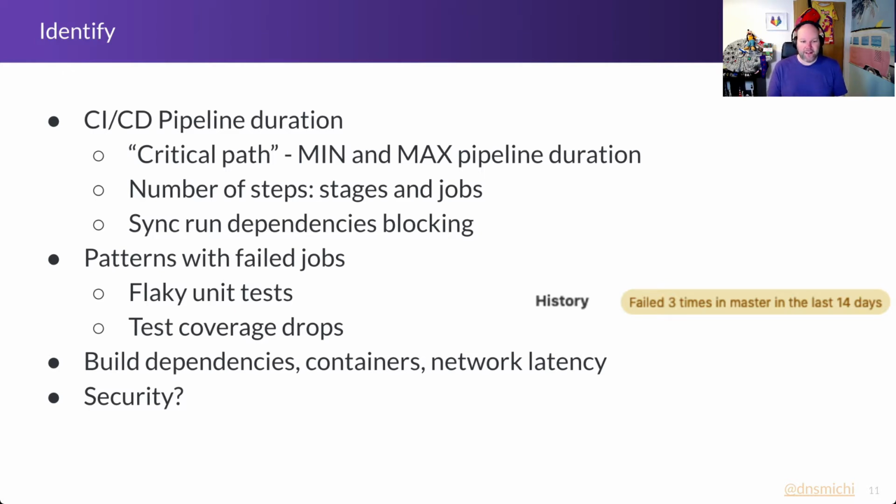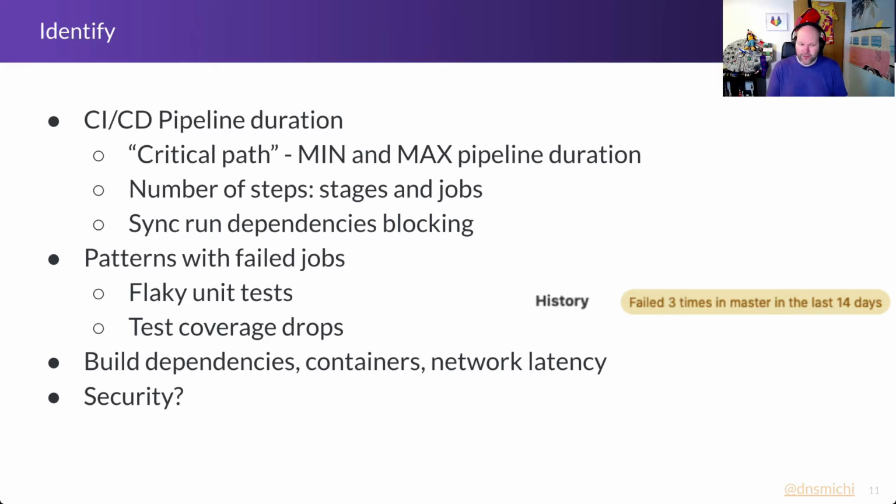Then another thing to identify is a pattern with failed tests. So it's not just this one pipeline which failed, it's a trend over time. So you might have flaky unit tests, like sometimes they're okay, sometimes they are not okay, depending on the date and time, or specific influences from a network outage or something else. Another indicator is when the test coverage drops for some reason and it goes down, down, down. So you really want to dig into that.